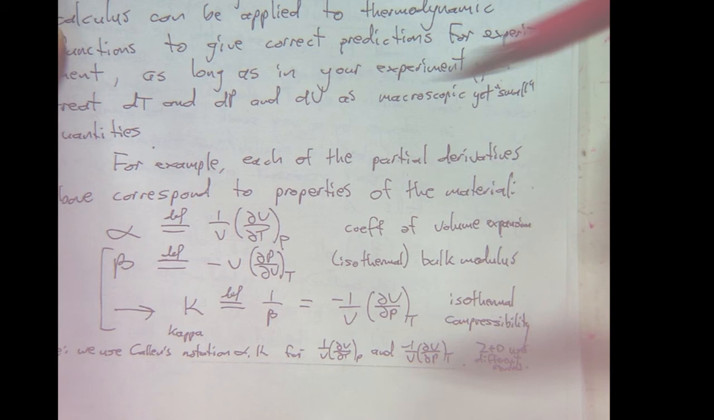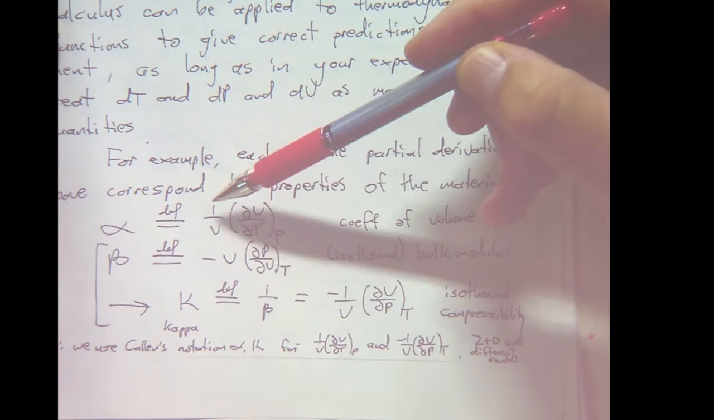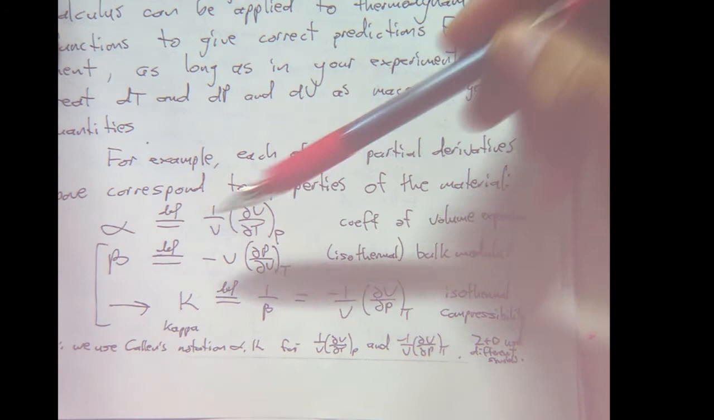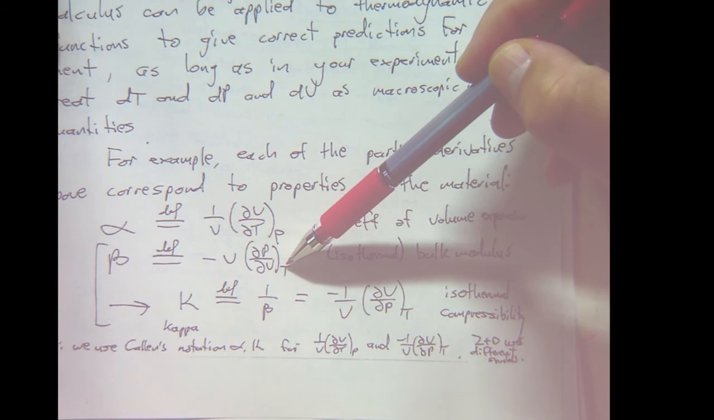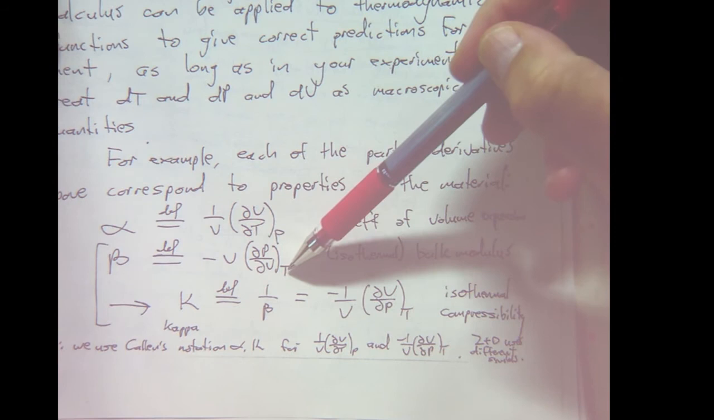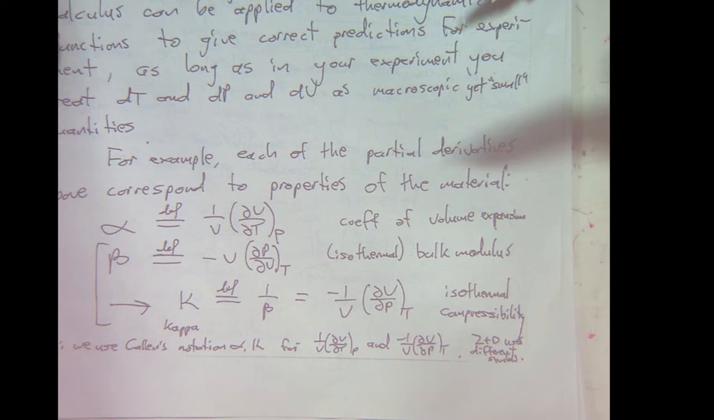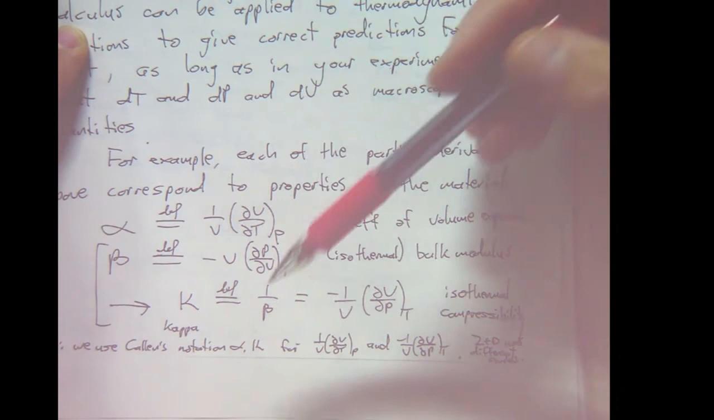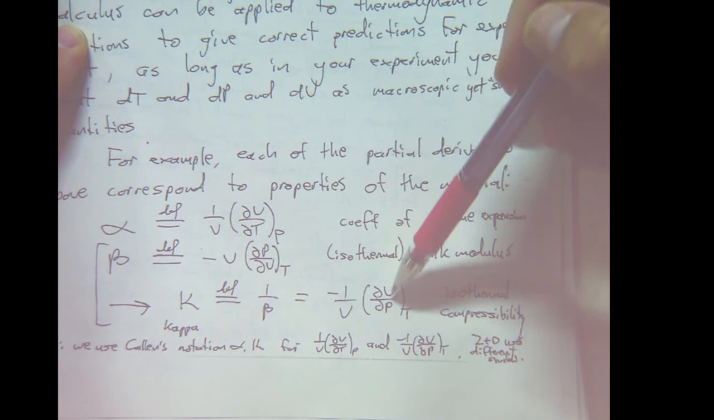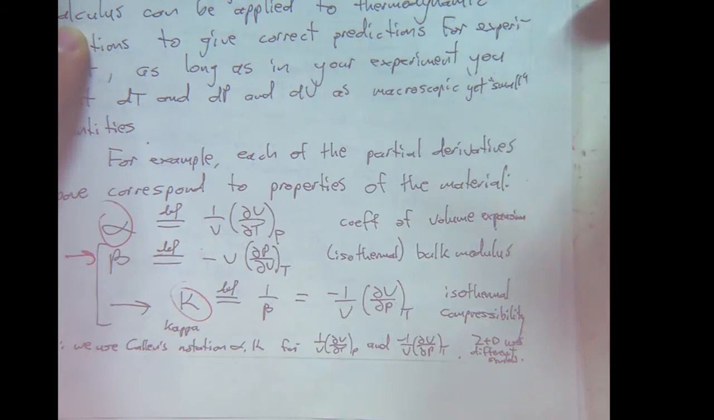three particular properties of matter. There's alpha, which is defined as 1 over the volume, dV by dT at constant P. This is called the coefficient of volume expansion. There's beta, which is defined as minus V dP by dV at constant T. That's the isothermal bulk modulus, isothermal because the temperature is constant. Then there is kappa, which is defined as 1 over beta, so it's minus 1 over V dV by dP at constant T. We use alpha and kappa. Zemansky and Dittman use the other one, but we use these two.